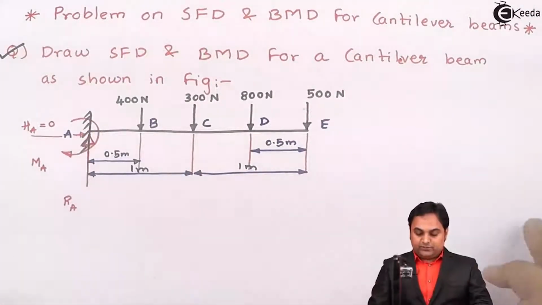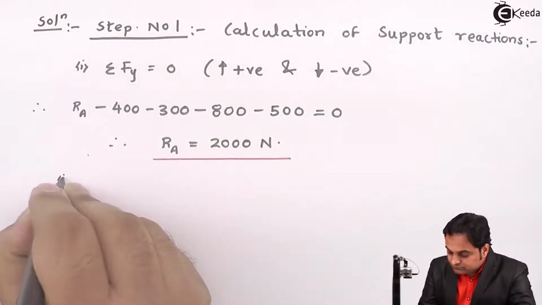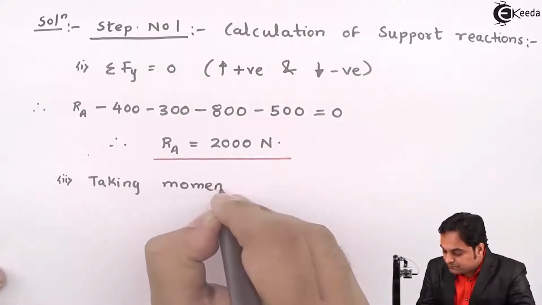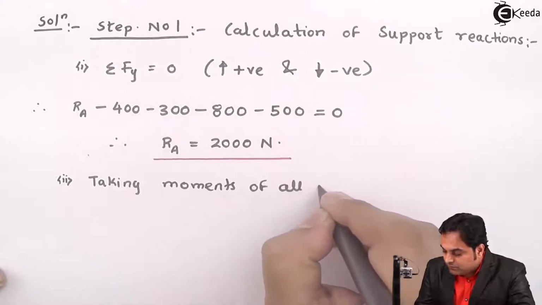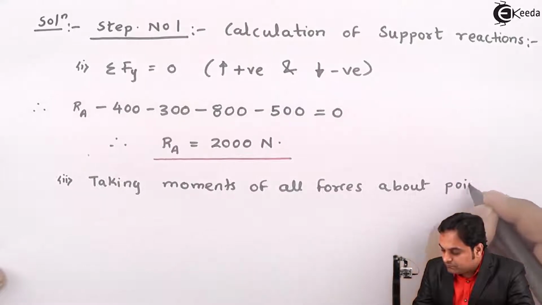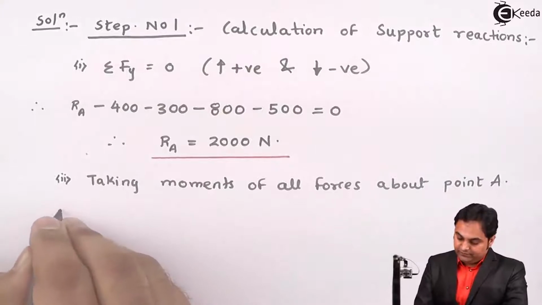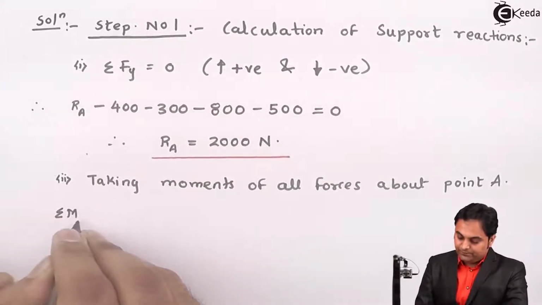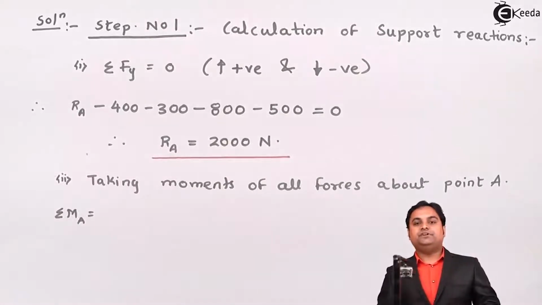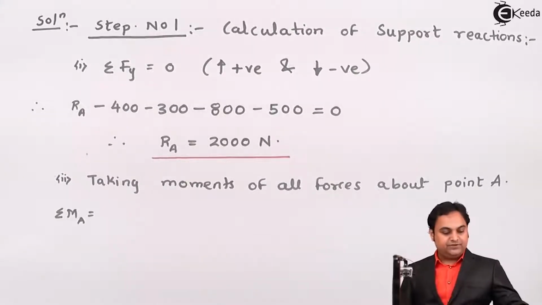Now to calculate this moment, I will take moments of all forces about point A, that will be called summation of moment about point A. Here the convention is clockwise moment will be treated positive, anti-clockwise can be treated negative. That is the convention which I am using here.